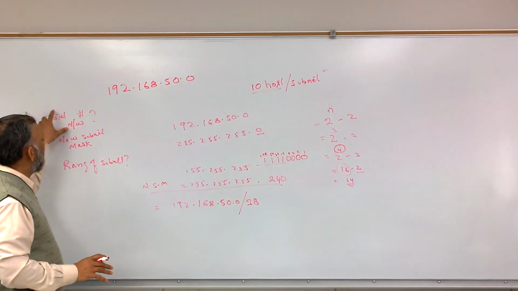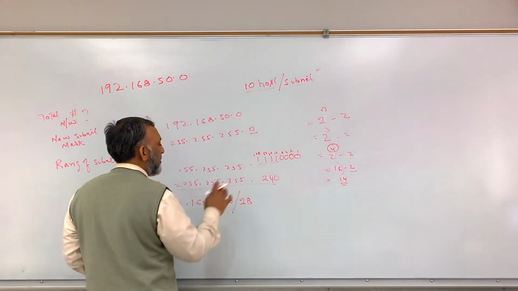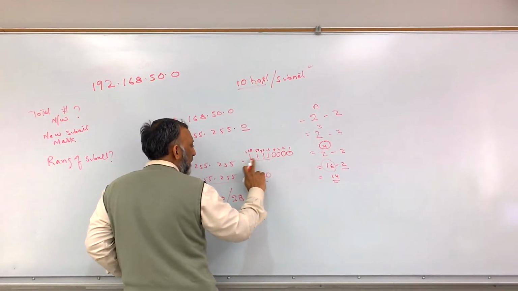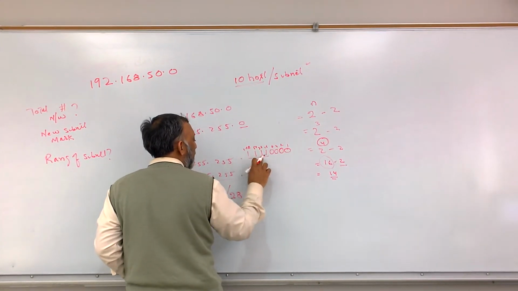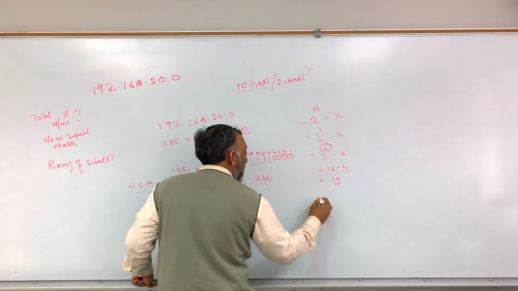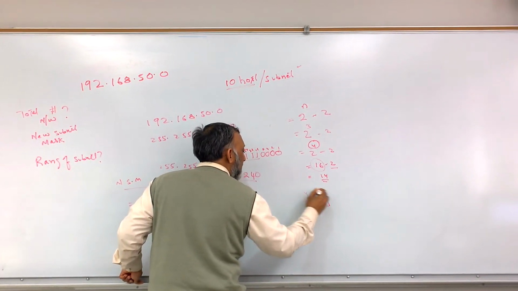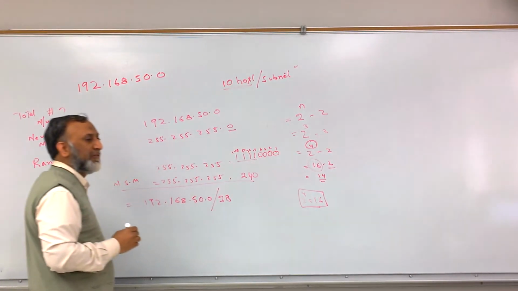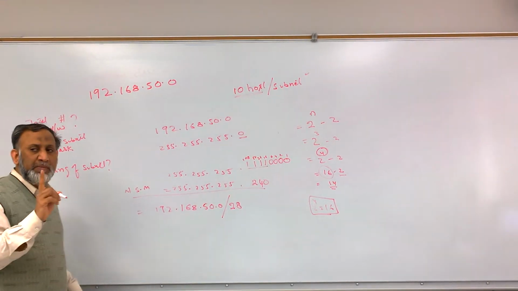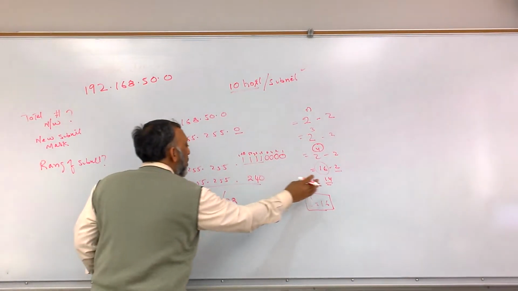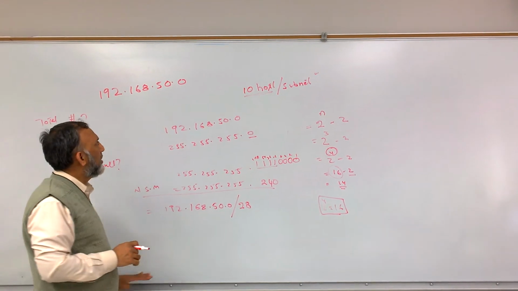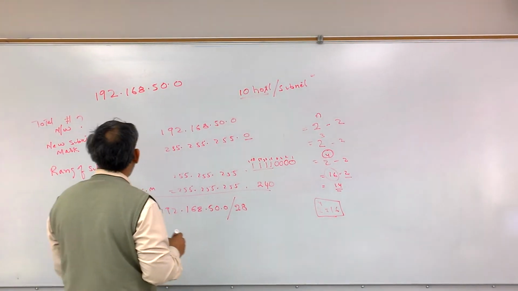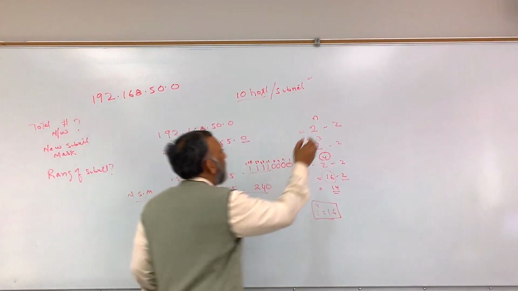Now we need to get the total number of networks. How many total networks can you connect? You count the number of ones in this octet. We have 4, so 2 to the 4. That means I can have altogether 16 networks. On each subnet, I can have 14 valid hosts. So if I want a range, I can have a range starting from mine.